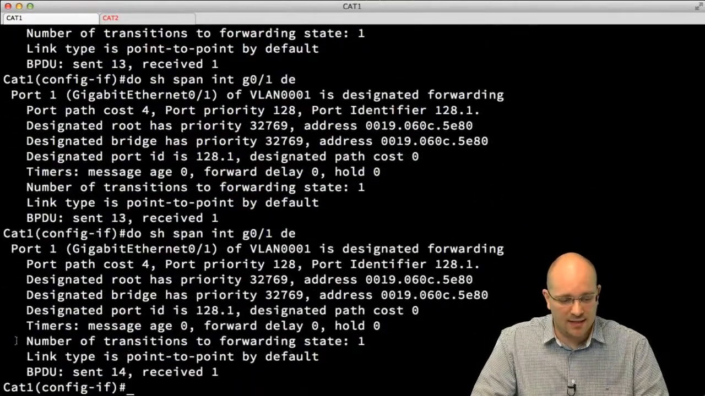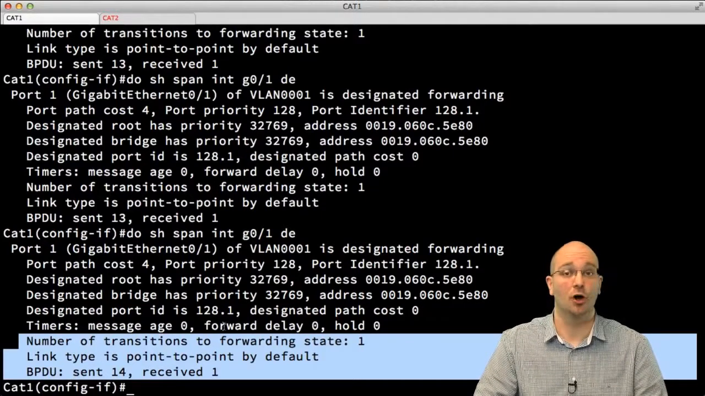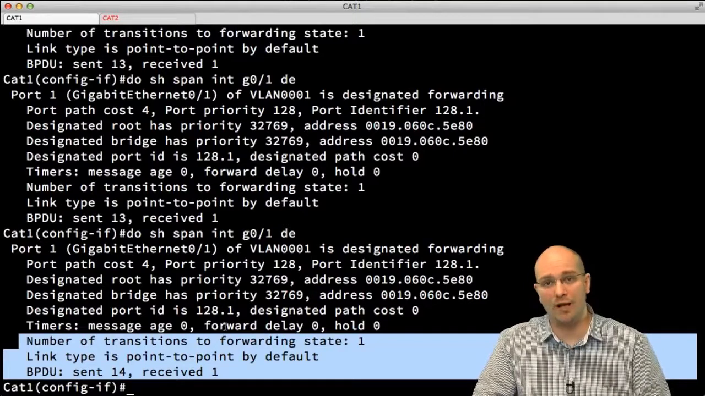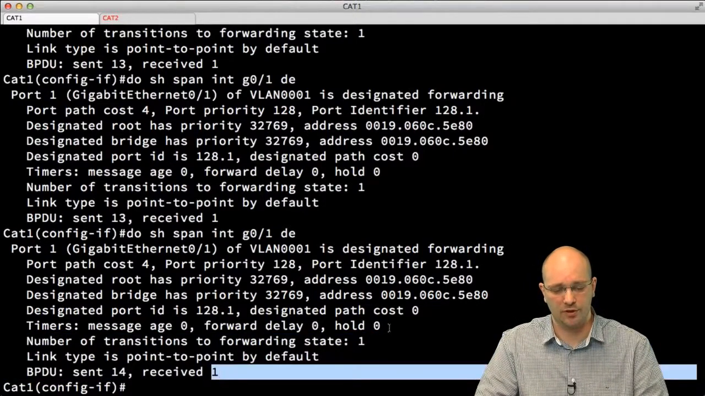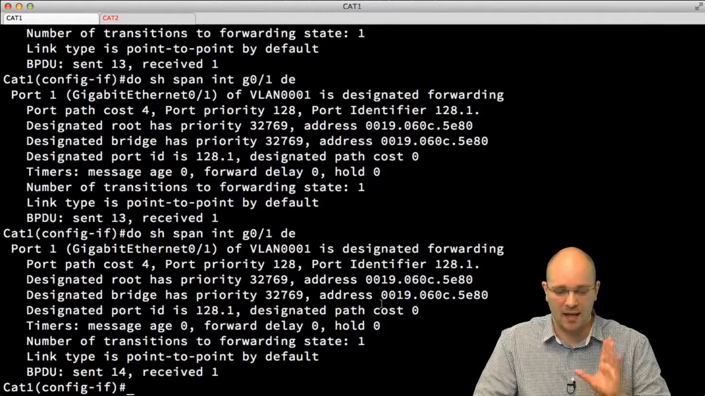And I cannot see that the BPDUFilter is actually active on this port. Well, it's not active because it was turned off. Remember when I talked about portfast, that any incoming BPDU on the port will reset the portfast state of the port. And because now Gigabit 0/1 is dependent on portfast as far as the BPDUFilter goes, the incoming BPDU actually turned off the BPDUFilter.